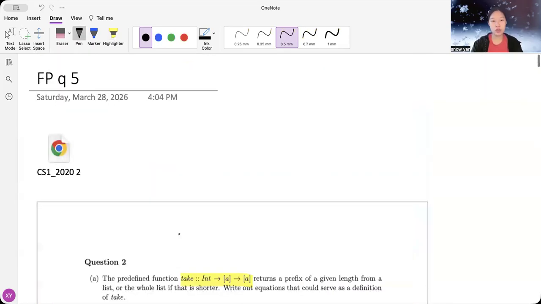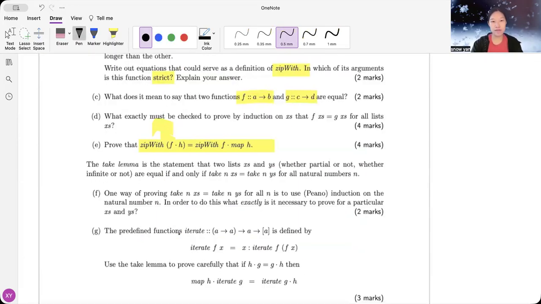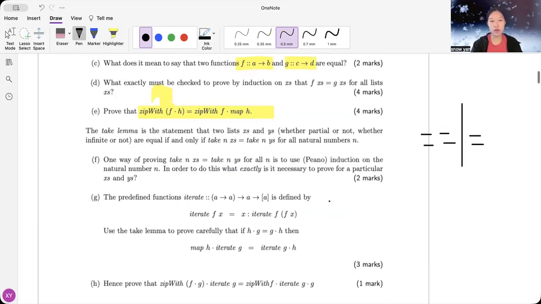Okay, moving on to part F. The take lemma is a statement that two lists, x's and y's, whether partial or not, whether infinite or not, are equal if and only if take n x's is equal to take n y's for all natural numbers n. So this is the idea that if the first part is the same, and the second part is the same, and the third part is the same, all the way up to the end, then the lists are the same. That's pretty straightforward.